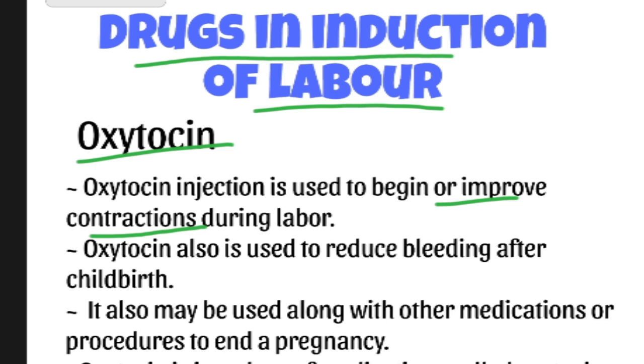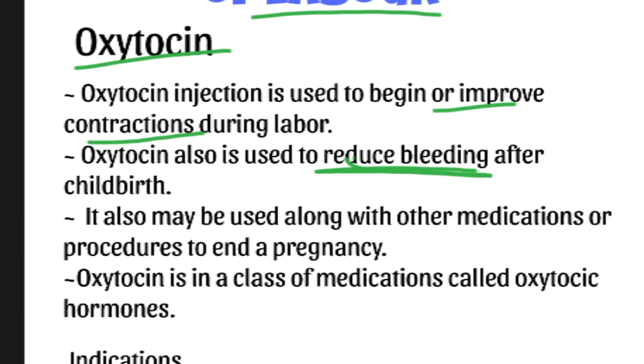This oxytocin is not just used during labor, but even after the delivery of the baby, to reduce postpartum bleeding. We will use oxytocin not just in this condition, but also in other complications like subinvolution of the uterus. In this condition we will provide oxytocin, and this oxytocin belongs to a group known as oxytocic hormones.